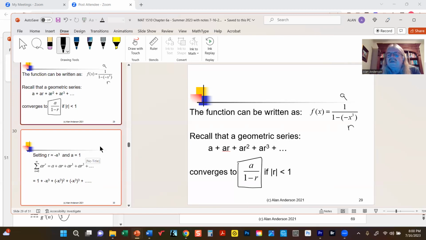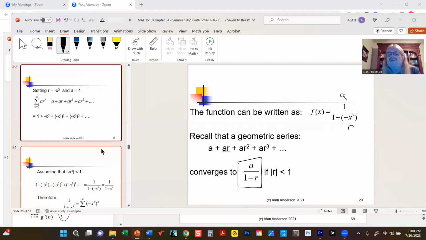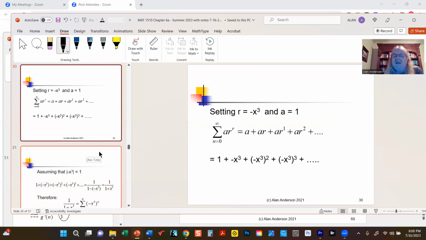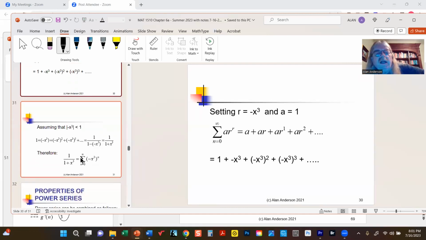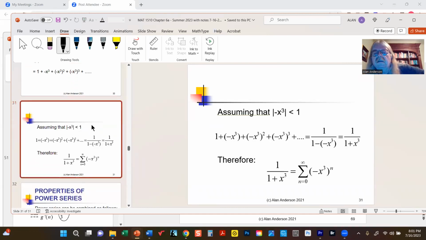Then if that's the case, let's make those substitutions into the first few terms of this geometric series and see what we end up with. So the a's are the 1s, the r's are now negative x cubes. Assuming that the absolute value of negative x cubed is strictly less than 1, we know that this series will converge to a over 1 minus r, which is 1 over 1 plus x cubed.